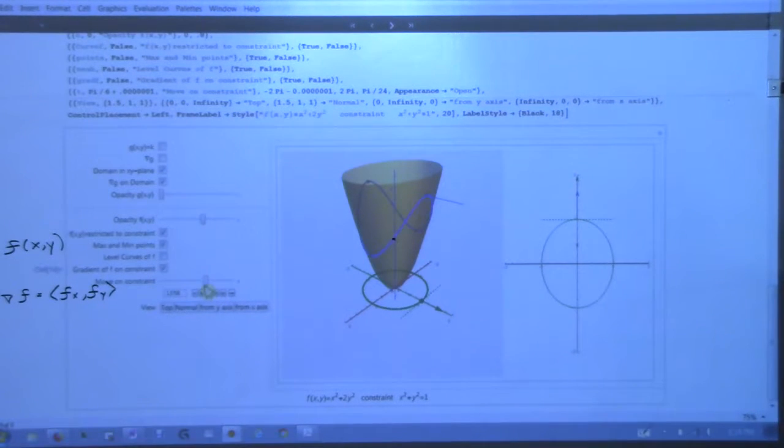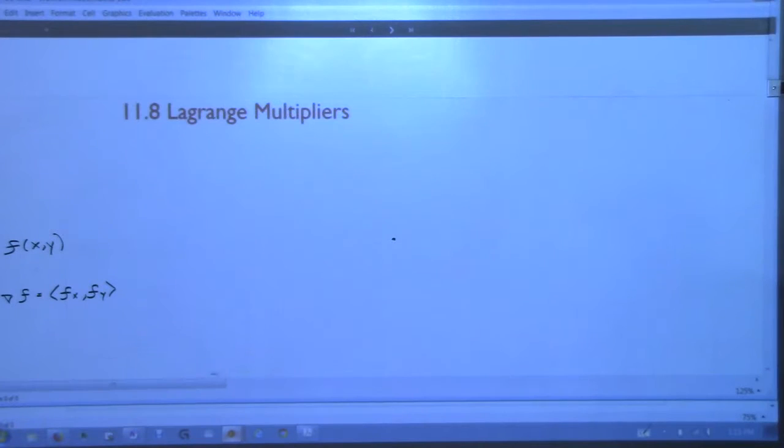And I can keep going. I can go to the next one, and it's again going to happen. There we go. You can see that they're parallel, right? And so that is what Lagrange multipliers is all about. The formula I'm about to give you will make a little more sense now that you've seen the visual of it. Let me show you the formula and see if we can see how that connects to that picture.